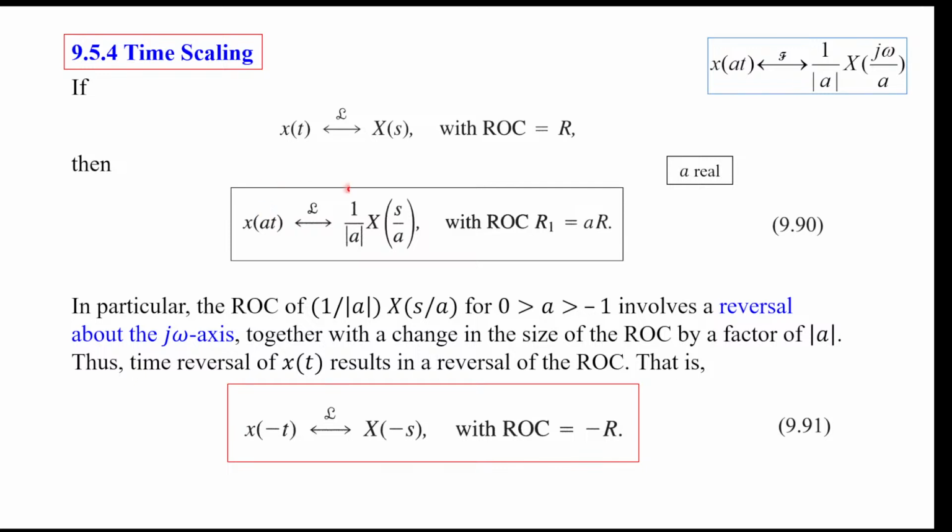And here you see this is basically exactly the same thing, just j omega becomes s. So x of at will Laplace transform to 1 over the absolute value of a times big X of s over a. But here the ROC also needs to change. Remember we said let's assume a is greater than 1, then we compress in the time domain, and we stretch in the frequency domain. And so what happens is we need to change the ROC to this.